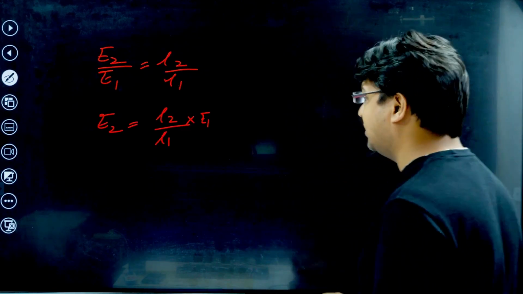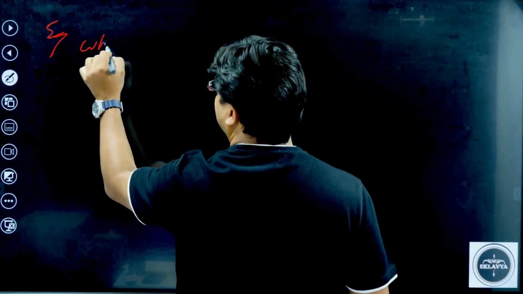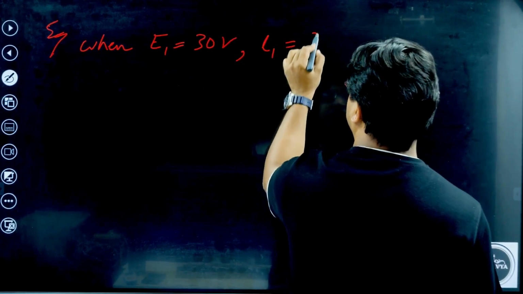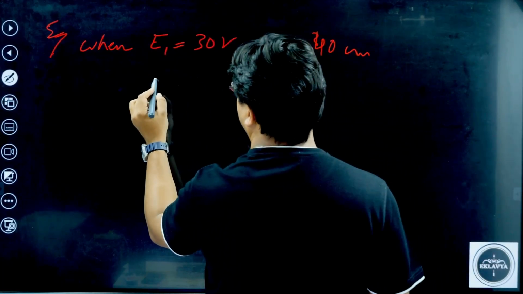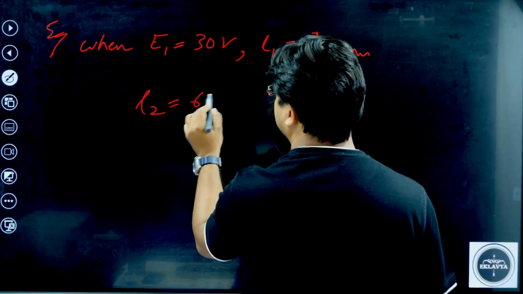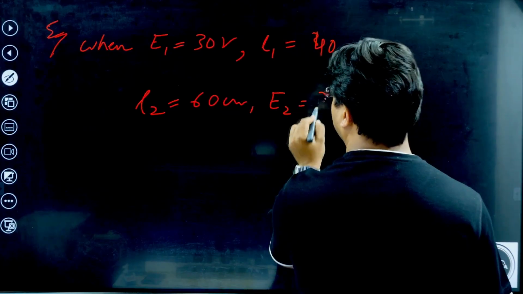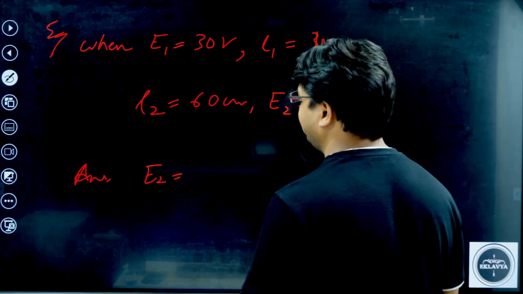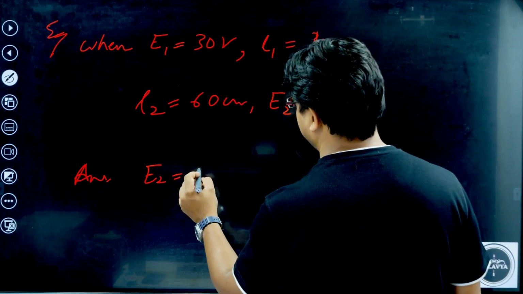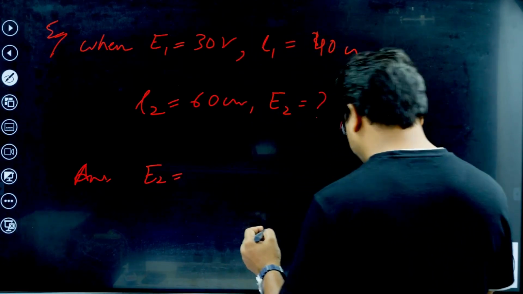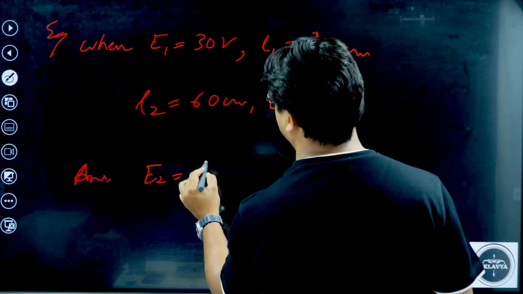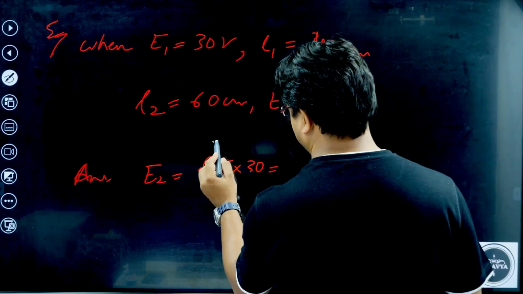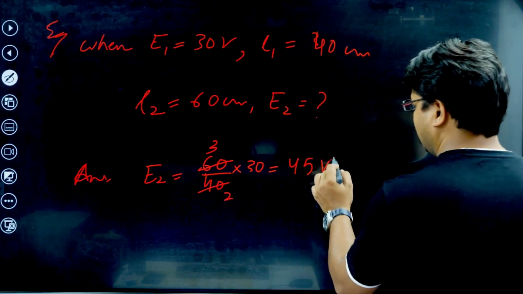If I give you some numbers, for example, when E1 was 30 volt, L1 was, let's say, 40 centimeter, and when L2 became 60 centimeter, we got the null point. So what is the value of E2? You can easily find the answer. E2 would be L2 by L1 into E1, that is 60 by 40 into 30. So how much is this? This is 45 volt.